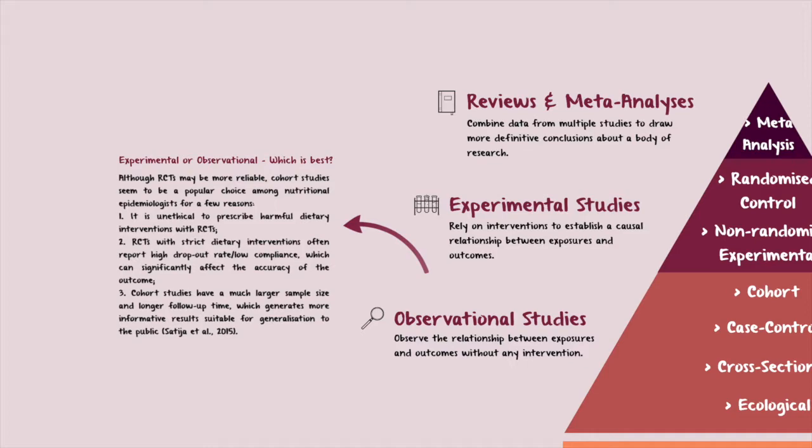For example, it is unethical to prescribe harmful dietary interventions. Randomized controlled trials with strict dietary interventions often report high dropout rate or low compliance, which can significantly affect the accuracy of the outcome. In contrast, cohort studies have a much larger sample size and longer follow-up time, which, in a context of nutritional epidemiology, generates more informative results suitable for generalization to the public.